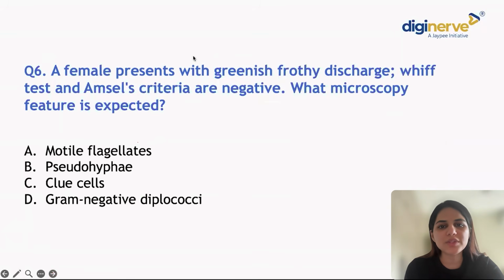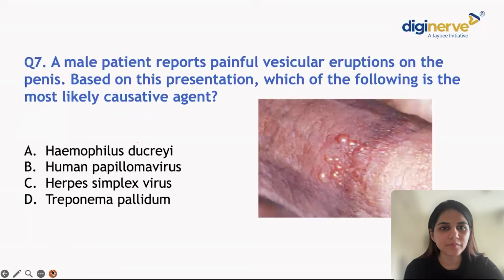A female presents with greenish frothy discharge. Whiff's test and Amsel's criteria are negative. So I hope everybody has carefully read the question. So Whiff's test and Amsel's criteria here are negative. So that is why it is not bacterial vaginosis. Greenish frothy discharge indicates Trichomonas vaginalis, and Trichomonas vaginalis are motile flagellates. Hence, the answer here is motile flagellates. Moving on to the next one.